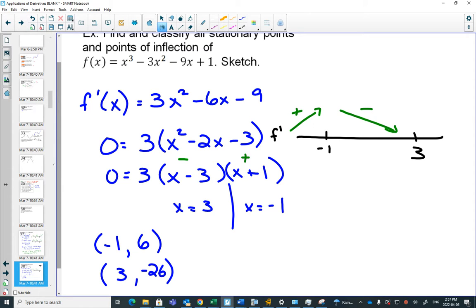So we now know, using the first derivative test, that (-1, 6) is a maximum. And when we plug in something bigger than 3, like 5, this section's positive, that section's positive. So it's going up again, and we now know that this is a local minimum.